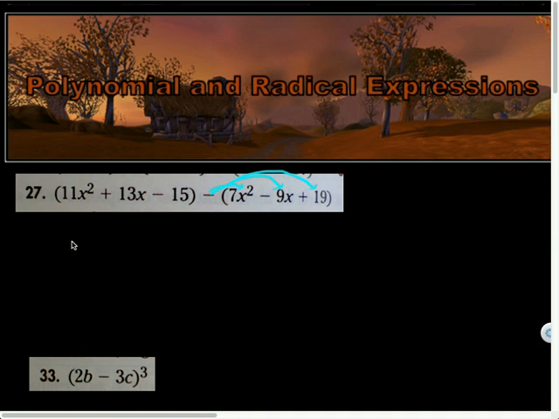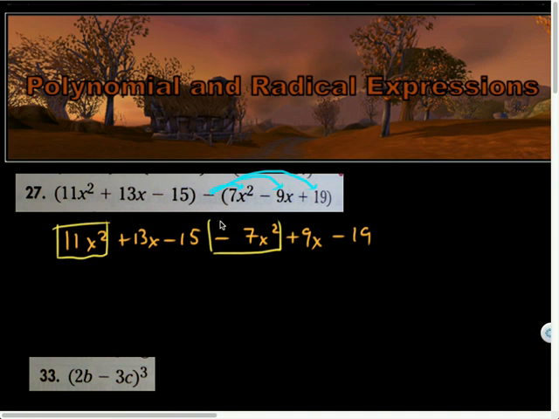Let's see, where's my mouse at? Here it is. So I have 11x squared plus 13x minus 15 minus 7x squared. Minus a negative 9 is plus 9x, and minus 19 is minus 19. Now go through and combine like terms. Does 11x squared have any friends? You bet it does. It's friends with negative 7. So 11 minus 7 is 4x squared.